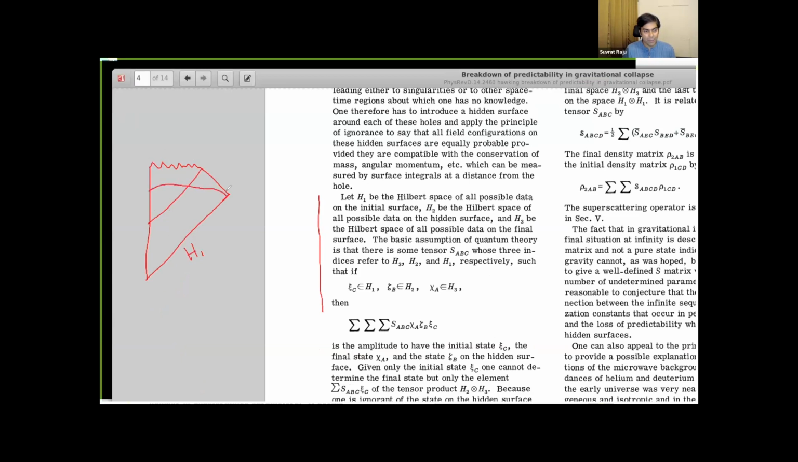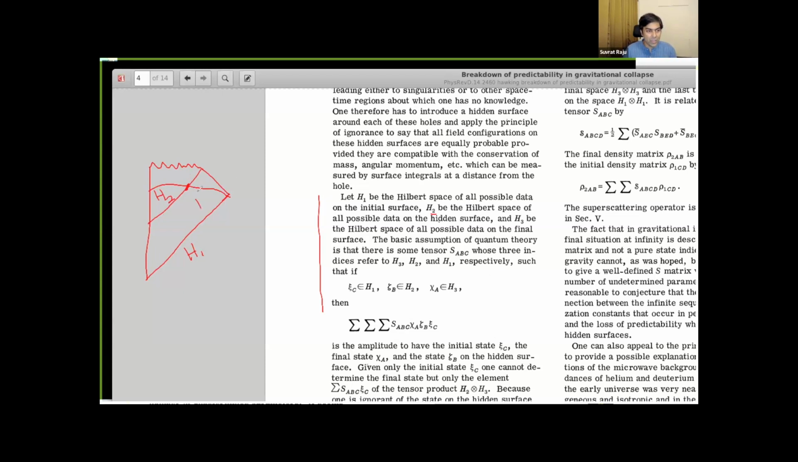What does he mean by the hidden surface? The hidden surface, H2, is the data on the hidden surface. He means you draw a Cauchy slice, think of some surface here, and H2 is the part of the data that you specify inside the horizon. That's why it's hidden. In modern terminology, we would say you have a nice slice, and the part of the nice slice that's behind the horizon is, he's using natural terminology, hidden from the observer outside.